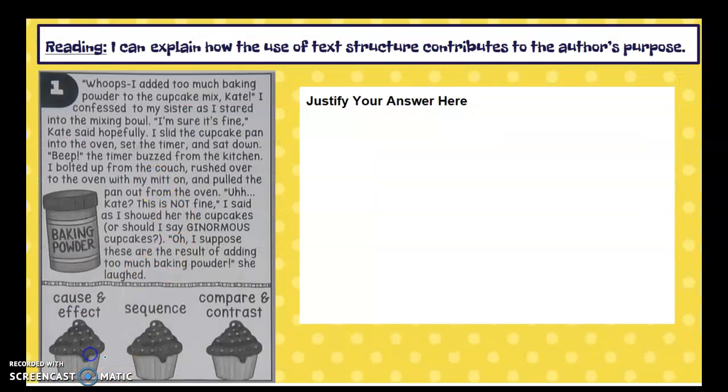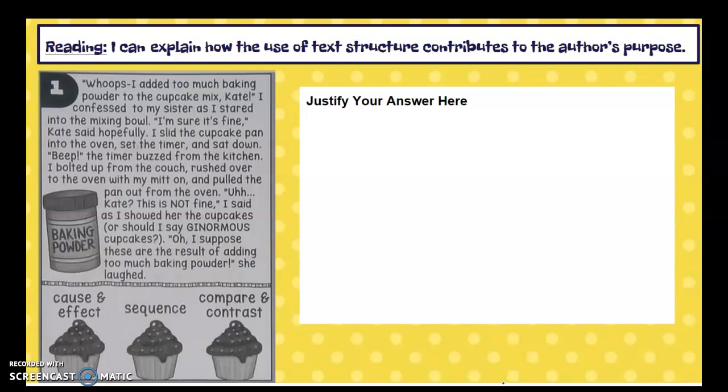Let's write in green. Okay. So you need to read the short little passage. I tried to find short ones so that it wasn't as long and hard to read. So you're going to read the passage and then you're going to choose one of the 3 cupcakes below and what kind of structure the author is writing in. But I also want you to justify your answer. So tell me why you think it is that answer and prove to me that it's correct.